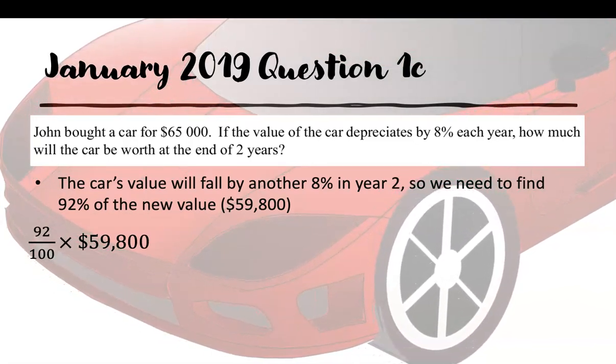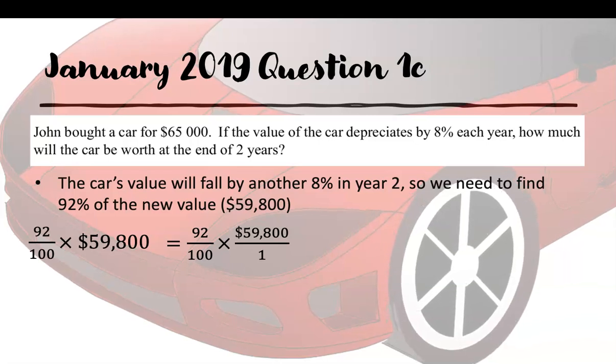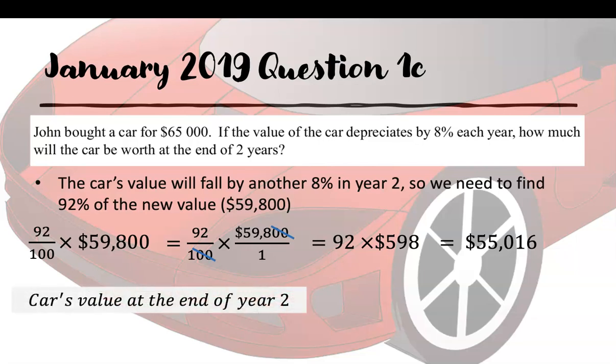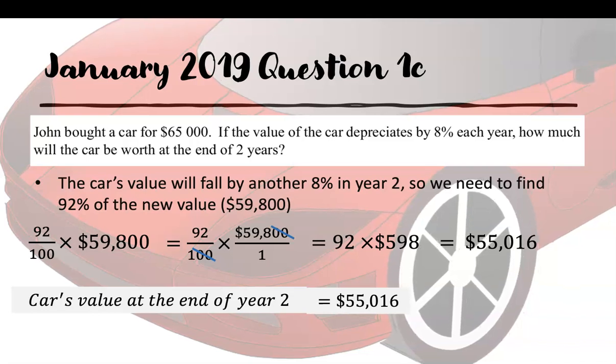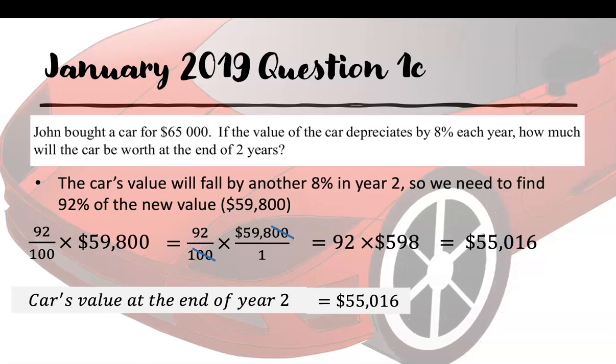Right, so 92 over 100 multiplied by $59,800 over 1. Cancel zeros. We get 92 multiplied by 598. And that gives us $55,016. So the car's value at the end of the second year is $55,016. So same answer, but another approach to working it.